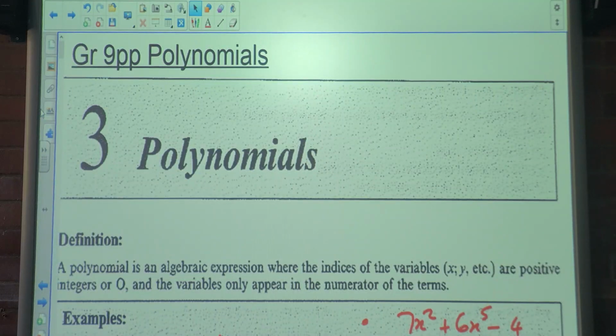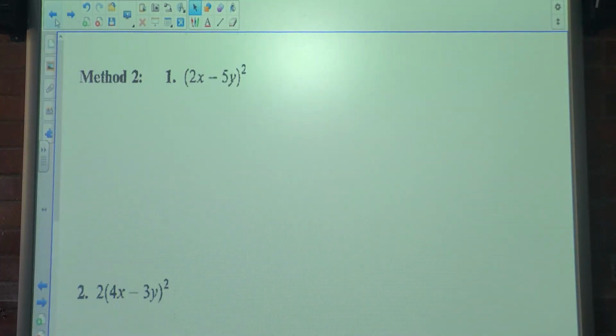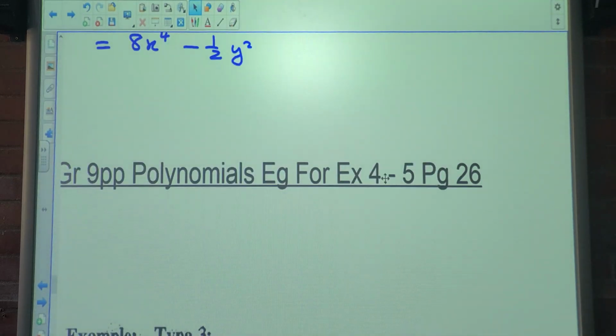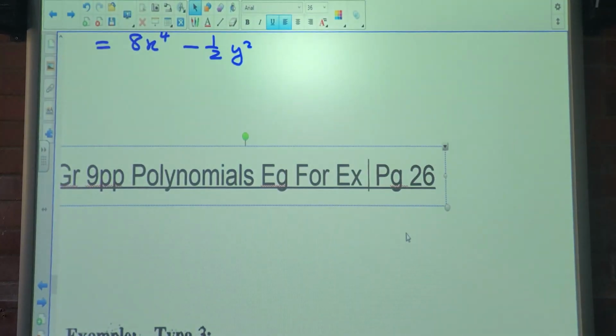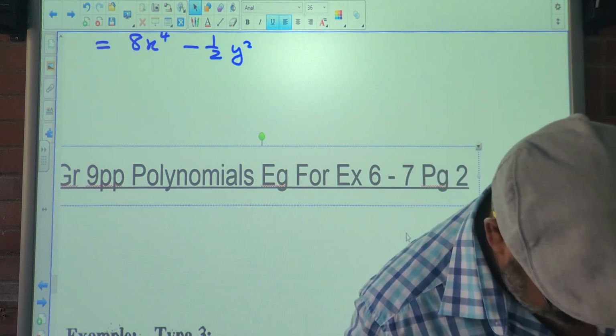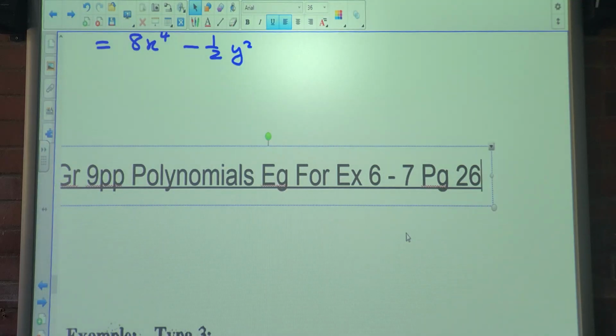Good morning, class. So today we're looking at polynomials, and we're looking at the examples for exercise 6 and 7. Is that correct? Exercise 6 is on page 26, and exercise 7 is on page 27. Okay.